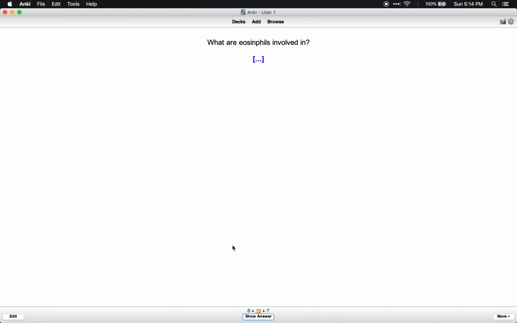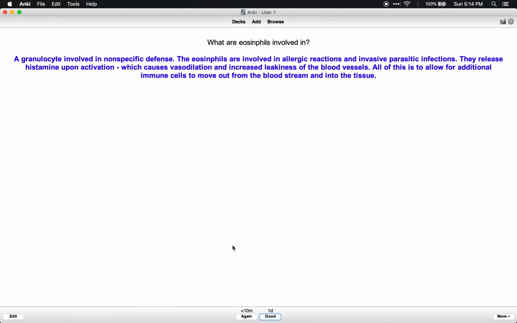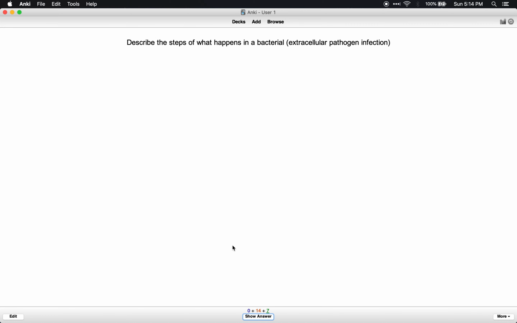Eosinophils are involved in parasitic infections and allergic reactions. They are granulocytes and nonspecific, and they release a lot of histamine, which causes vasodilation and blood leakiness to allow immune cells to mobilize quicker into the area of the infection. In bacterial infection, so you're going to use the granulocytes.